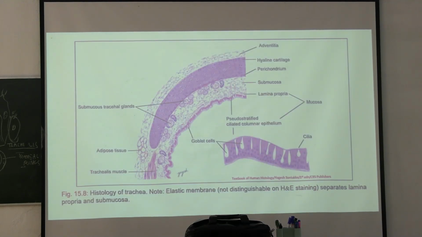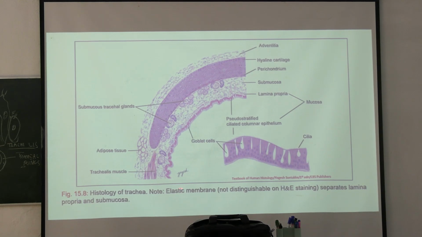Now, this is the picture. See adventitia, hyaline cartilage and perichondrium, submucous tracheal glands, and lamina propria, mucosa, pseudostratified ciliated columnar epithelium, goblet cells, these are the goblet cells, this is the cilia. Pseudostratified: see the nucleus of the cells, see the stratification. It is all one after the other. See, this is the trachealis muscle.